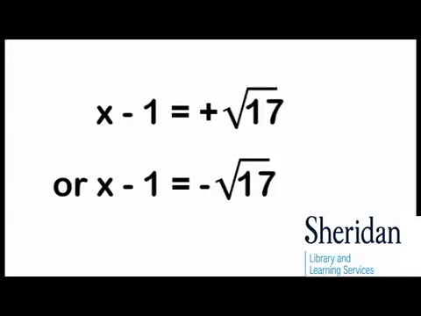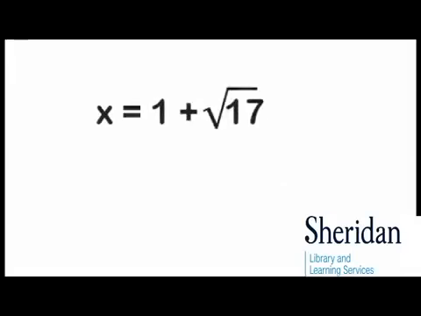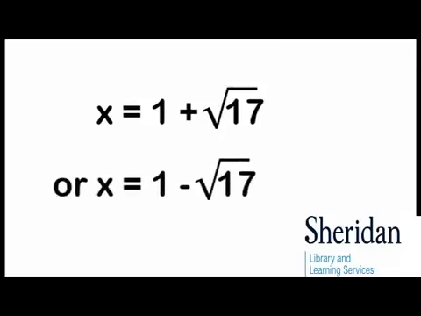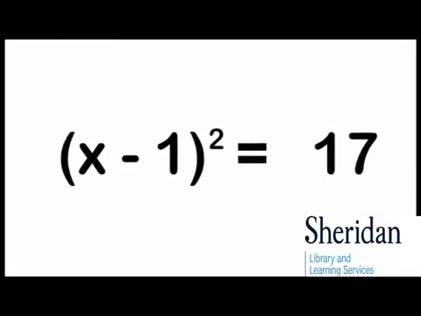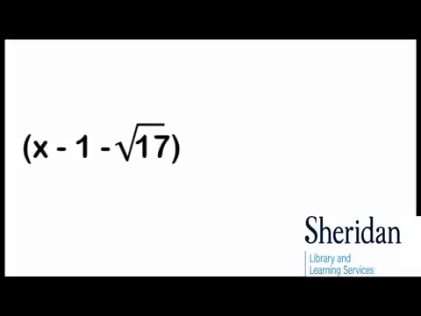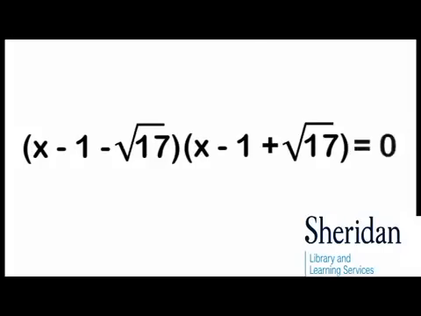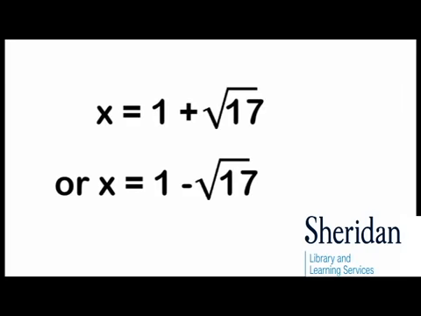After isolating for x in both the equations, we get x is equal to 1 plus square root of 17 or x is equal to 1 minus the square root of 17. We can also do this question with the second method as well. The equation from the second method will be x minus 1 minus square root of 17 times x minus 1 plus square root of 17 equals 0. Both our methods will yield the same answers.